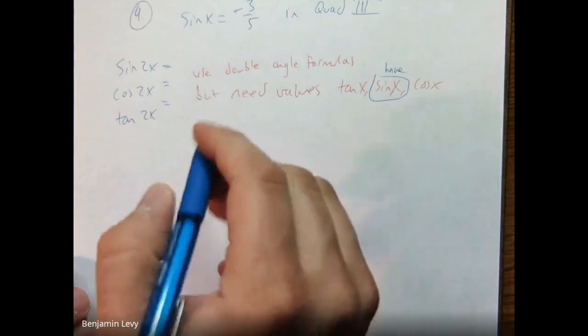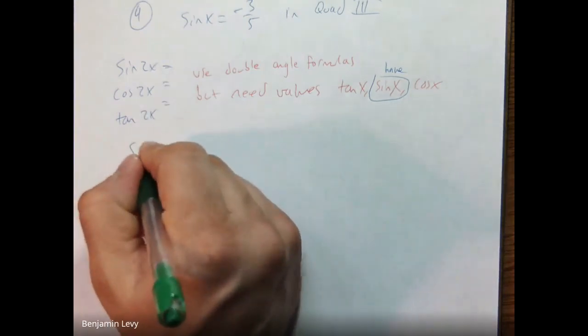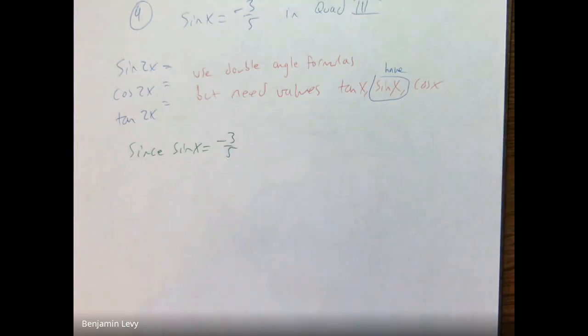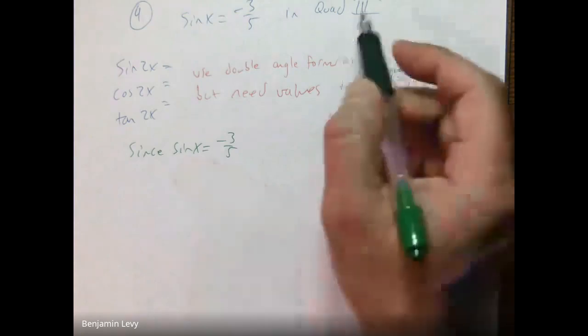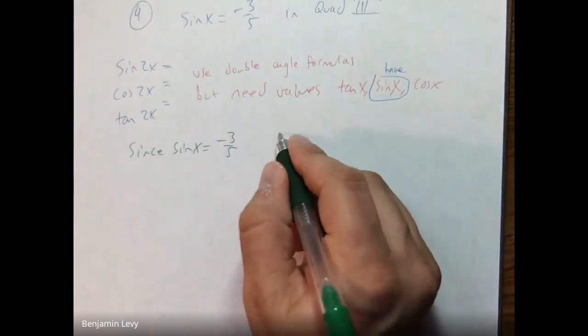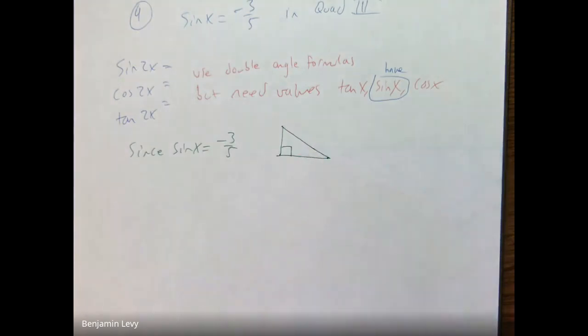So we're being told that sine is minus 3/5. So since sine is minus 3/5, are we being told a quadrant? Oh, we're in quadrant 3, right? So that's why sine's negative. Sorry about that. So since sine is 3/5, we draw a right triangle, and then we label two of the sides 3 and 5.